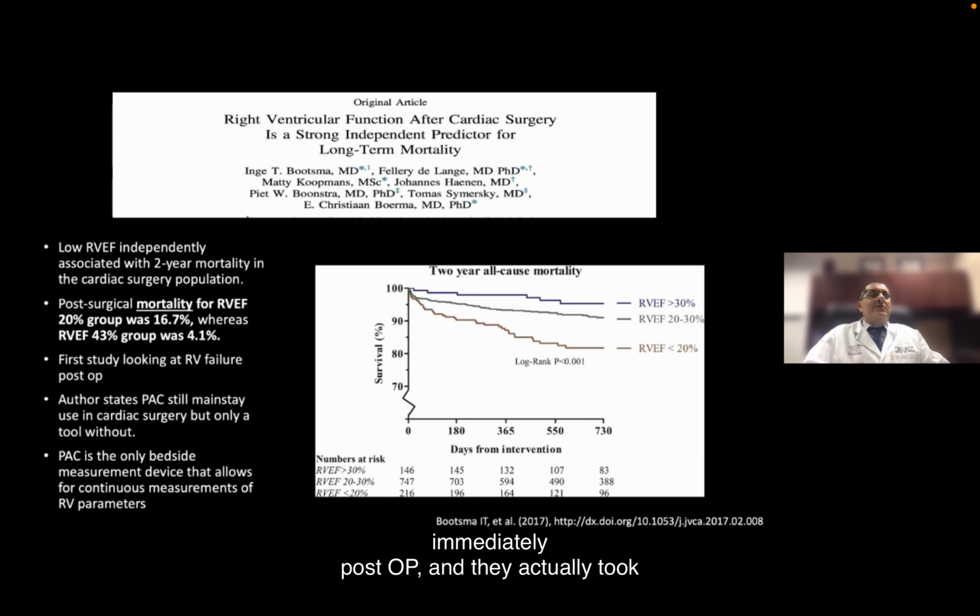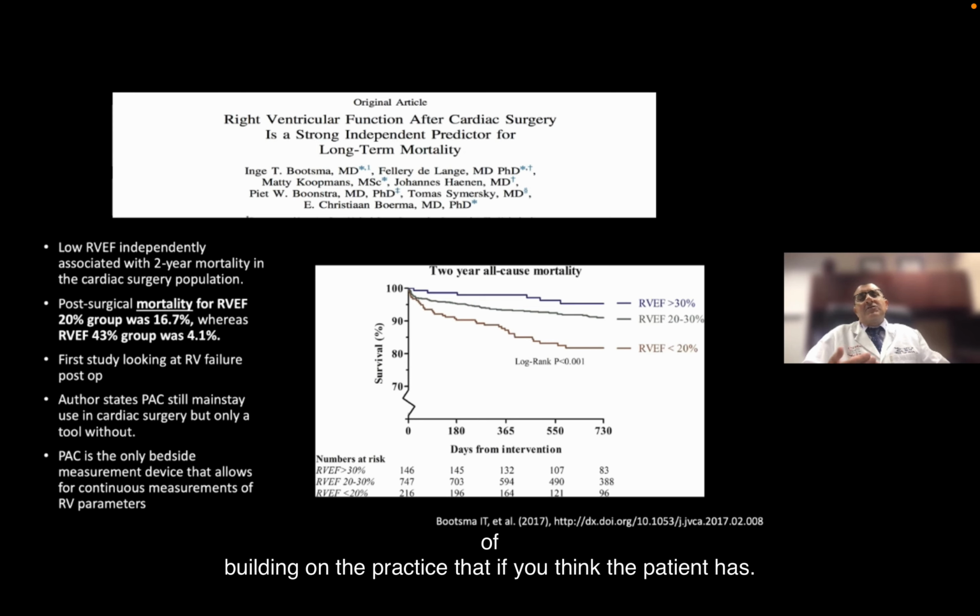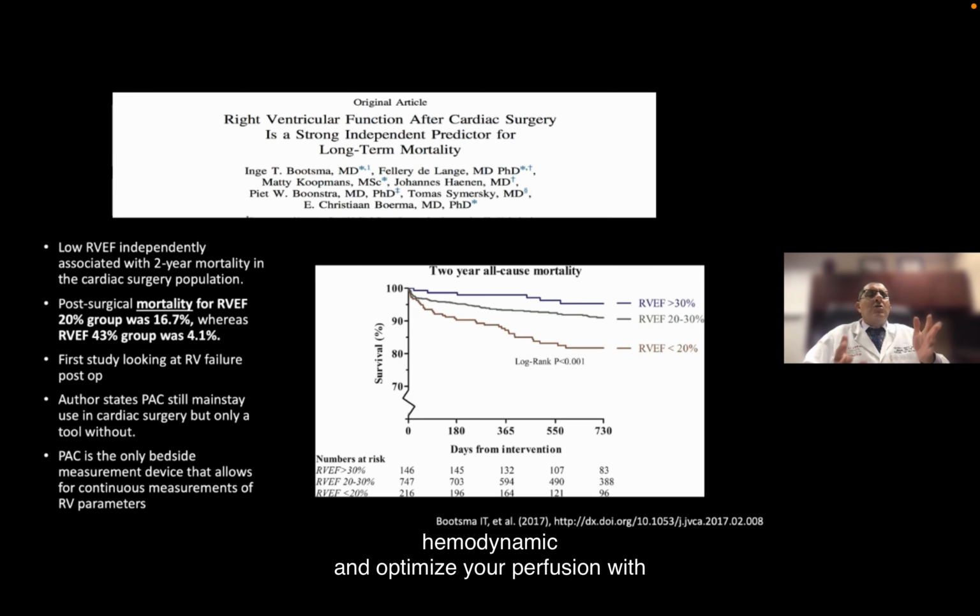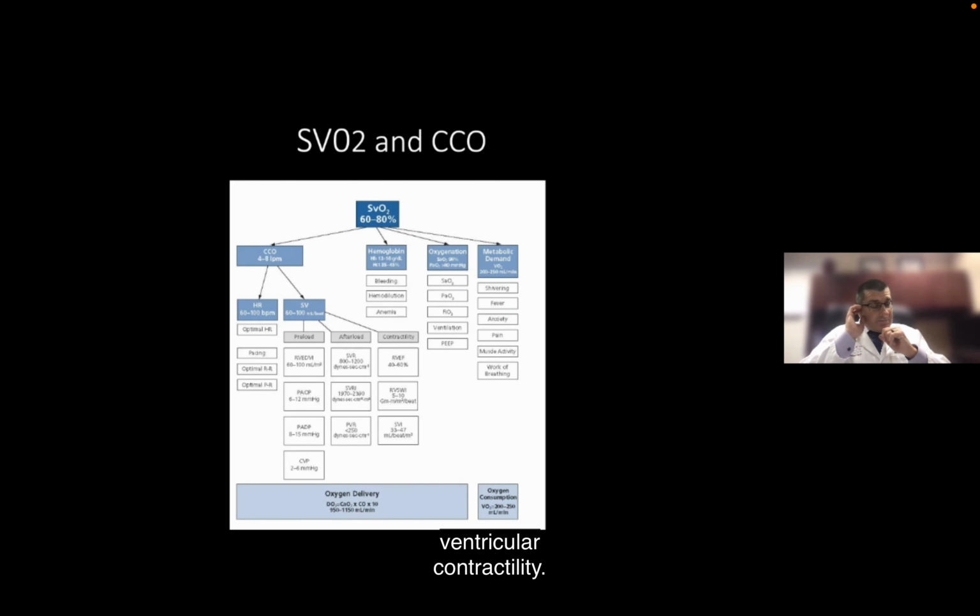The study was an echo versus CCO, and they found that the patients whose RVEF and fluid afterload they could improve had a better chance of survival, and it went out to 2 years. This was an incredible study that started building on the practice that if you think the patient has right heart failure, then most likely you're going to need to escalate your hemodynamics and optimize your perfusion with a pulmonary catheter to measure the right ventricular contractility.